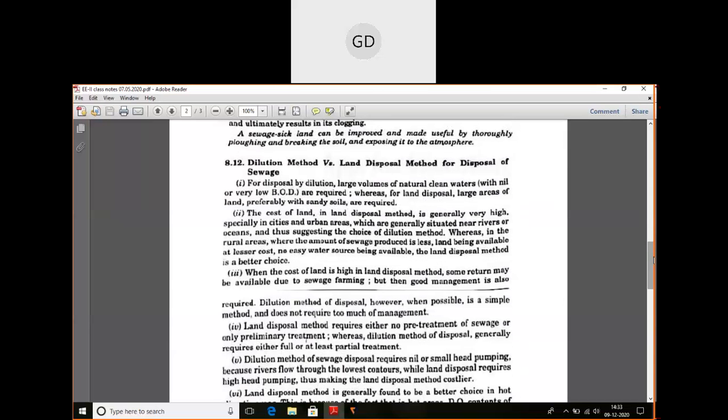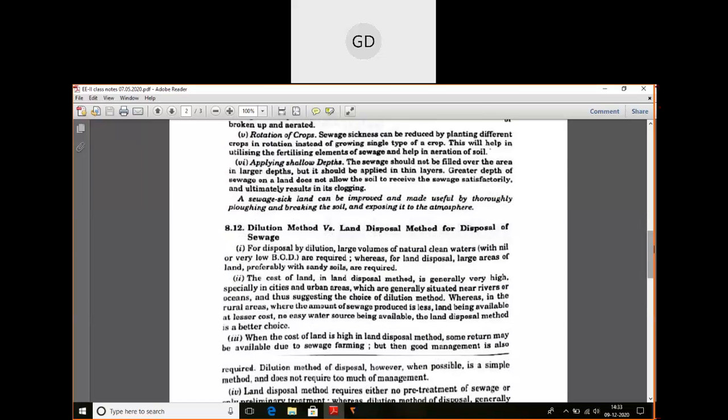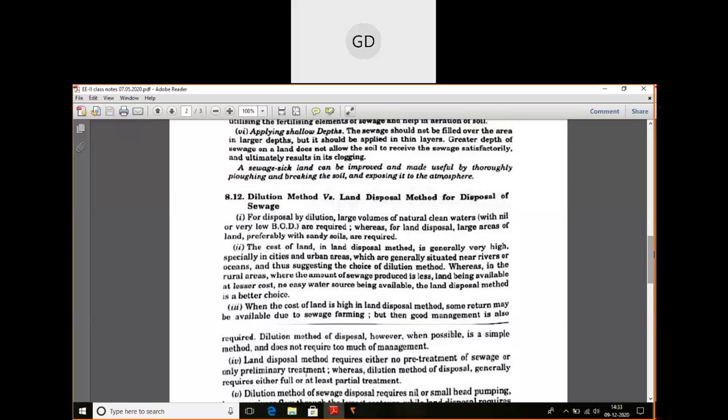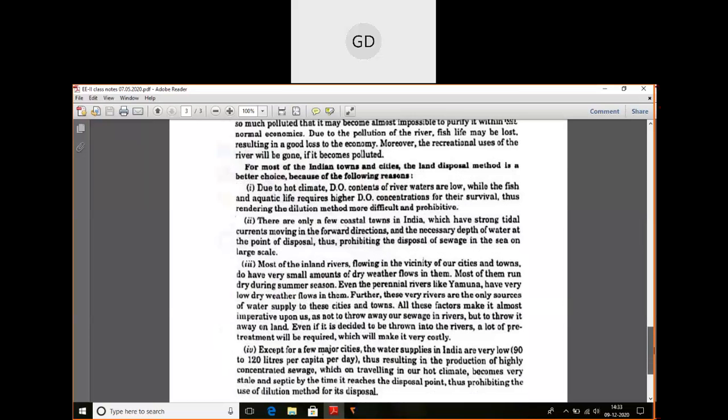Okay, so this one is the difference between the dilution method and the land disposal method for the disposal of sewage. We have already done this, but here it's written in a different way, like a difference you study.